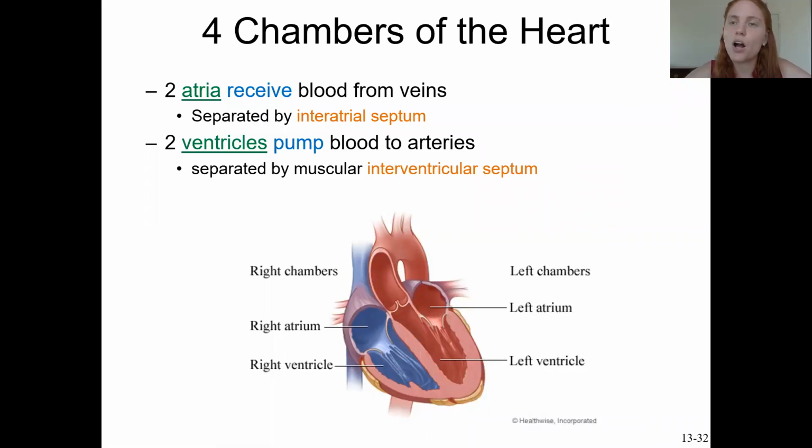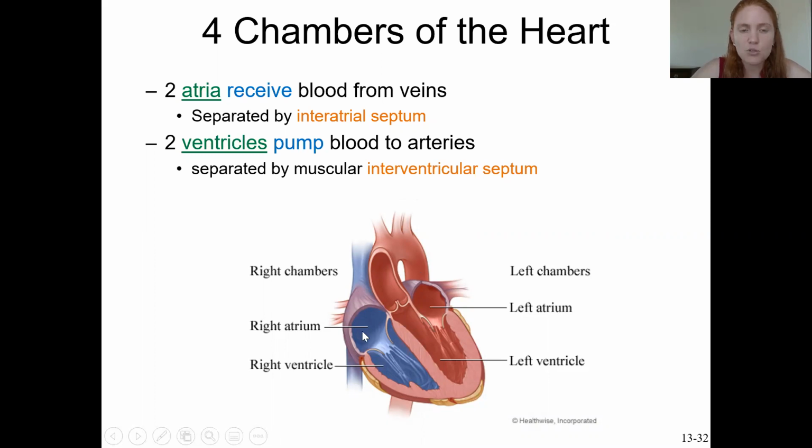Okay, so here we are on the second video for the heart. Now we're going to talk about the chambers of the heart and also the valves between the different chambers. So the heart has 4 chambers and it has 2 atria and 2 ventricles.